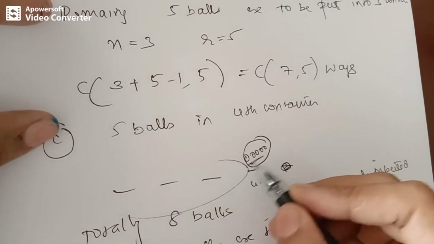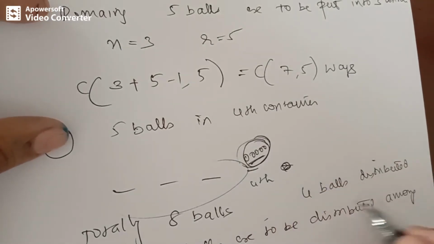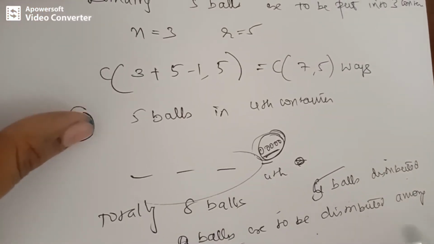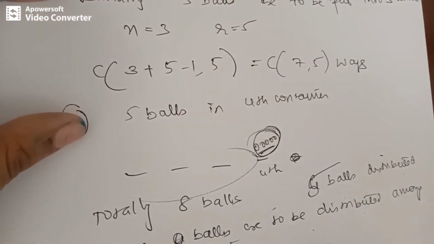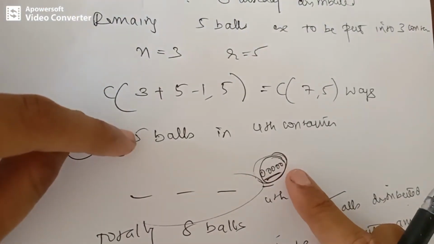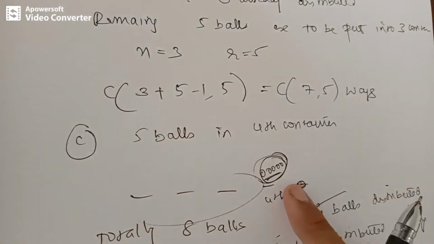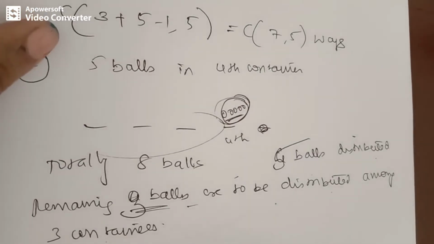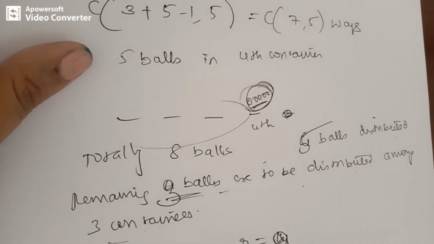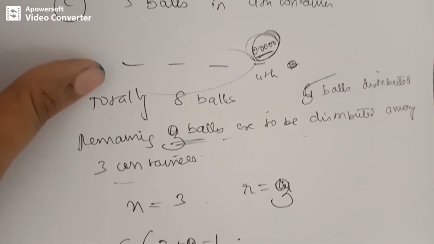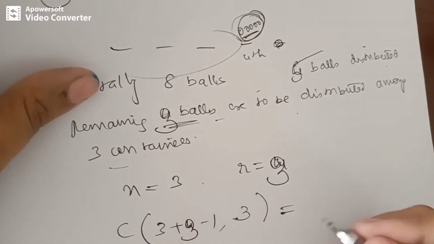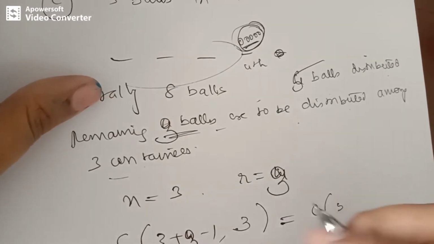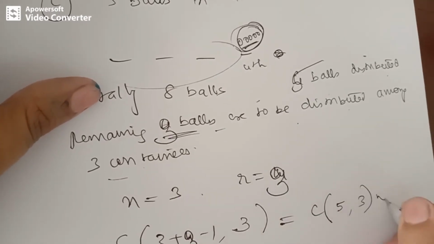Here you can observe that 5 balls are already distributed, not 4 balls. When we distribute 5 of the 8 balls, the remaining 3 balls are to be distributed among the 3 containers. So the value of n is 3 and r is also 3. We get C of n plus r minus 1 comma r, which is C of 5 comma 3.